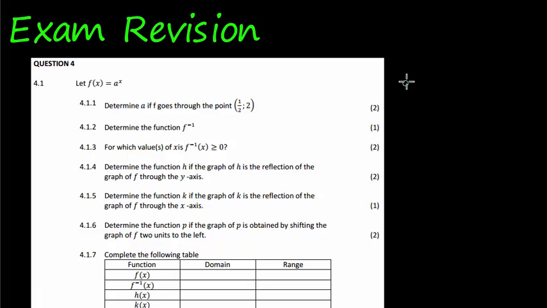Okay, so we've got y is equal to a to the power of x. They give us a point: y is 2, x is a half, so a to the power of a half equals 2. And then in order to work out a, I would use the log method.